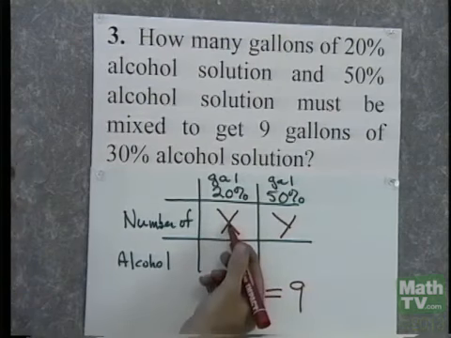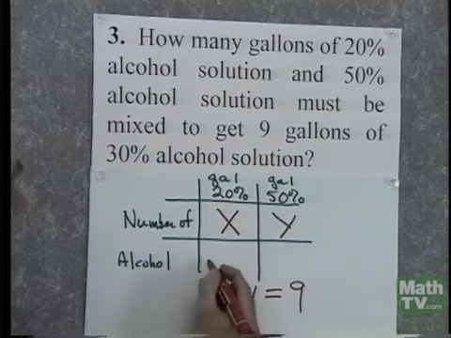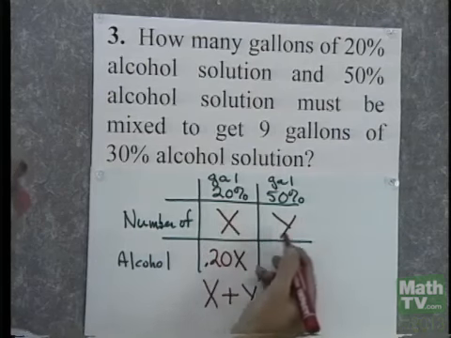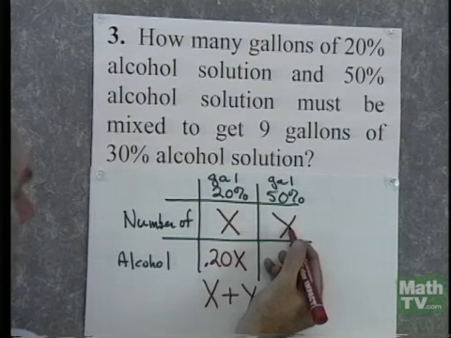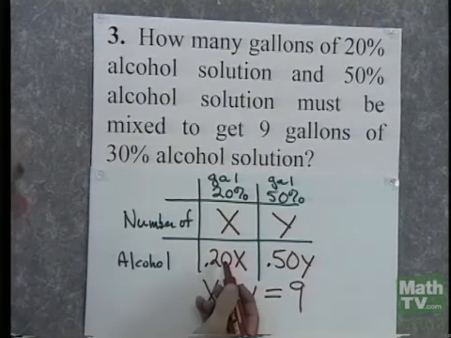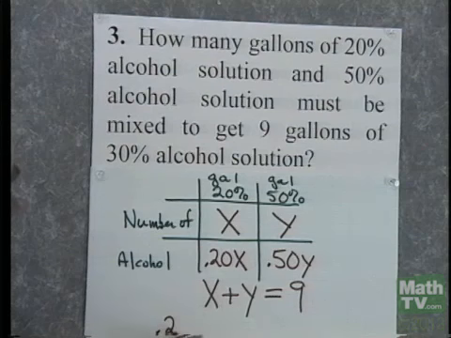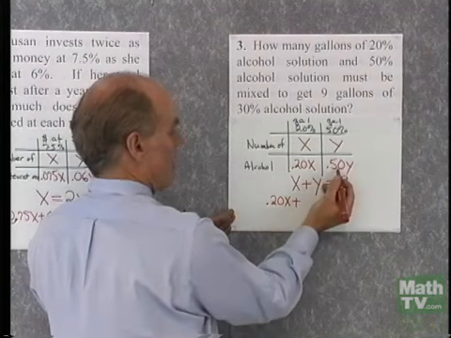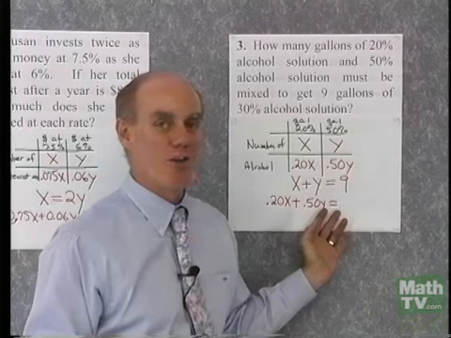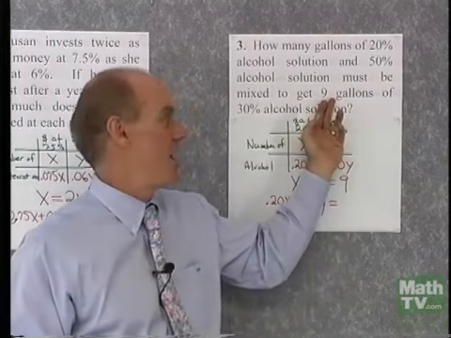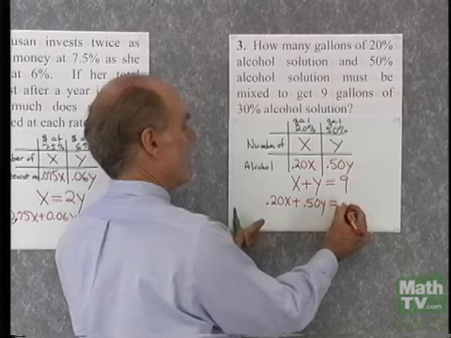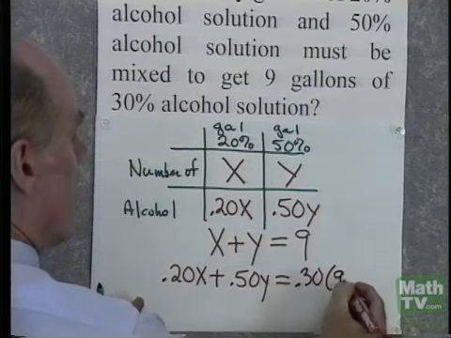Now, how much alcohol is in this X gallons that's 20% alcohol? Well, the answer is 20%. So 0.20 times X is the amount of alcohol in this solution. In this Y gallons that's 50% solution, the amount of alcohol is 50%. So 0.50 times Y. So the amount of alcohol in the 20% solution, 0.20 times X, plus the amount of alcohol in the 50% solution, 0.50Y, has to come out to be the total amount of alcohol that we want in the final solution. And the final solution is 9 gallons, that's 30% alcohol. So the number of gallons of alcohol in that final solution must be 0.30 times 9.